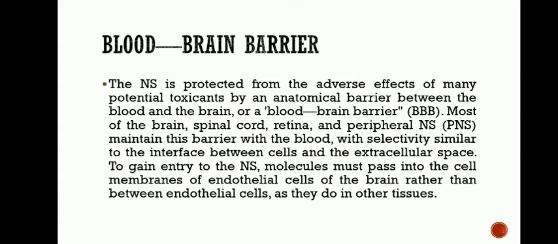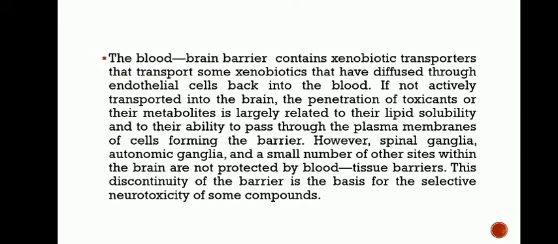The nervous system is protected from the adverse effects of many potential toxicants by an anatomical barrier between the blood and the brain, which is referred to as the blood-brain barrier. It is a layer of specialized endothelial cells around the brain which prevents toxic substances released in the blood from entering the brain. The blood-brain barrier contains xenobiotic transporters that transport some xenobiotics that have diffused through endothelial cells back into the blood. These xenobiotic transporters are the ones responsible for the uptake of some chemicals into cells and are very important for the export of chemicals out of the cell.